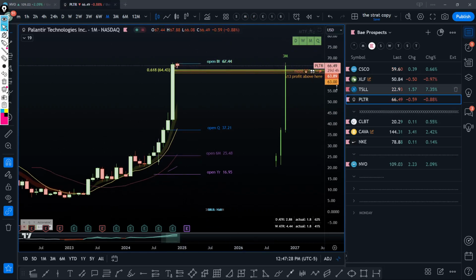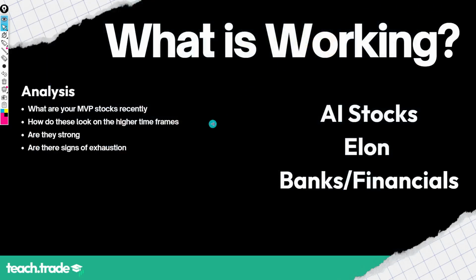But those are really my heavy hitters as far as my MVPs that I'm just not going to stop watching. I want to keep my attention on those, and those can be wrapped up by AI stocks, Elon, and banks. So that's what has been working for me. Never lose track of what's working for you until it stops working consistently. And these things are still working for me.